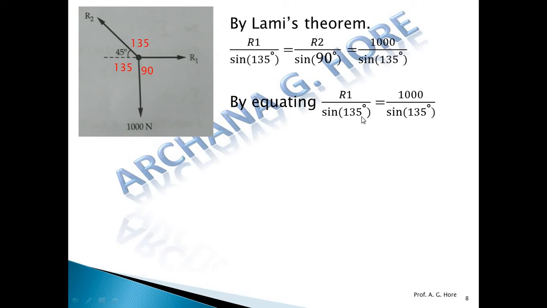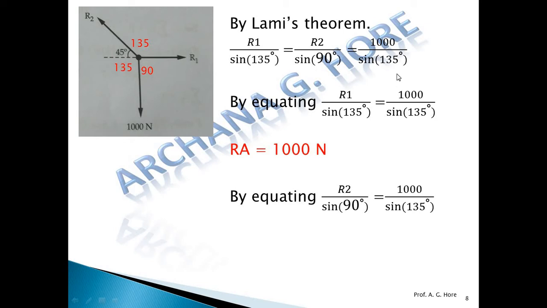Okay, so by equating these two equations, again do the cross multiplication, simplify that, we get that R1 means RA is equal to 1000. Okay, sine 135 gets cancelled, directly we get 1000 Newton. Then similarly, by equating these two, cross multiplication, sine 90 into 1000 divided by sine 135 is equal to R2 or RB. So we will get RB from this. So these are the answers of the given question. Okay, contact reaction at A and B. Okay, these are very simple numericals.